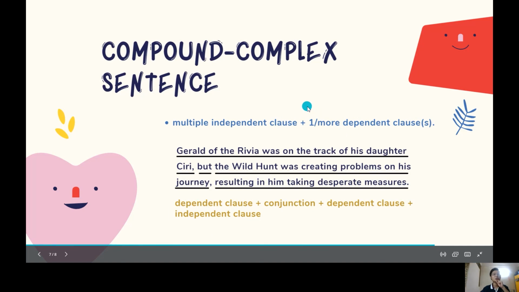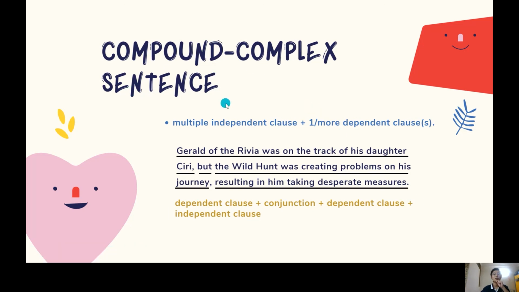So on a side note, compound complex sentences are very common among university level students because these types of sentences are the most suitable ones to help portray your ideas in a very academic way, in a very professional way. So you can see this in a lot of academic writing.